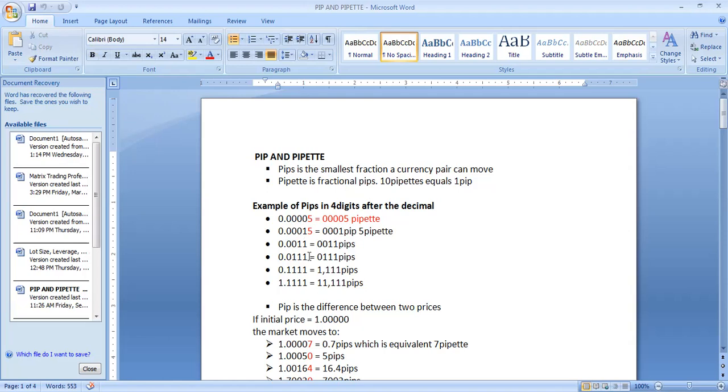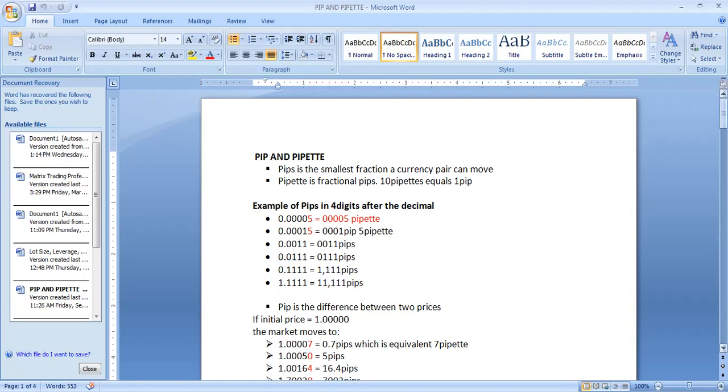This is 111 pips or 1,111 pipettes. So 11 pipette is 5 numbers after the decimal. This is 4 only, so you add 0. So pipette is 5 numbers after the decimal. Pip is 4 numbers after the decimal. So this is the first case. So if pip is 4 numbers, pipette will be 5.